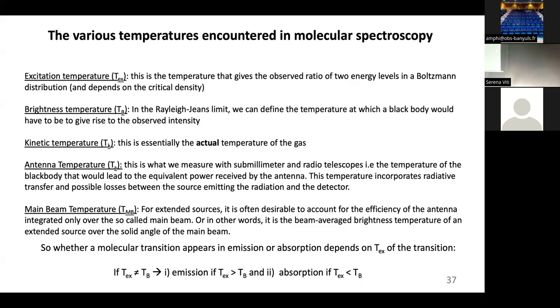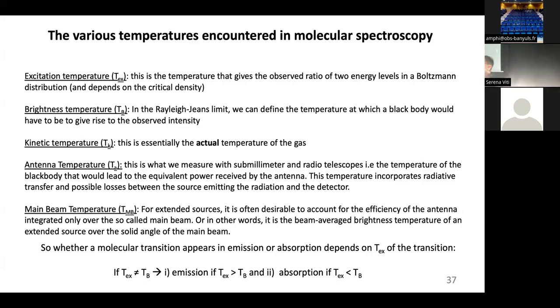We have a kinetic temperature, so that's essentially the temperature of the gas, which ultimately is what you really want to know. But what we observe is not the kinetic temperature, it's the antenna temperature. So this is what we measure with the submillimeter radio telescope, the temperature of the antenna. And then we have a main beam temperature, T_MB. Again, a lot of jargon. This is here just for your reference, in case you come across these different temperatures. They're related, of course, and there are formulas, and I'll give you this information.